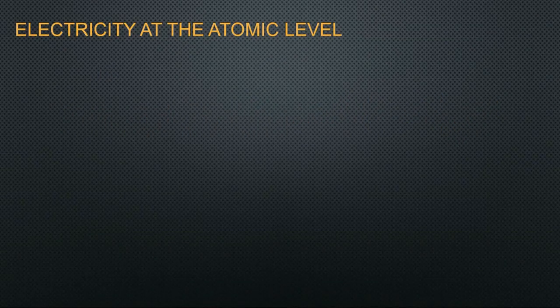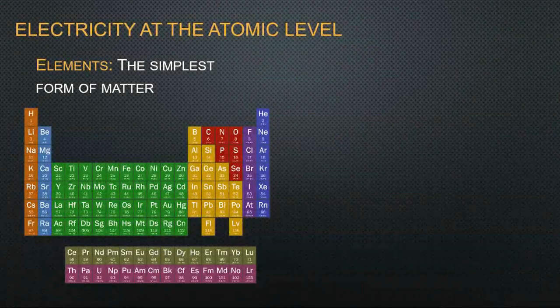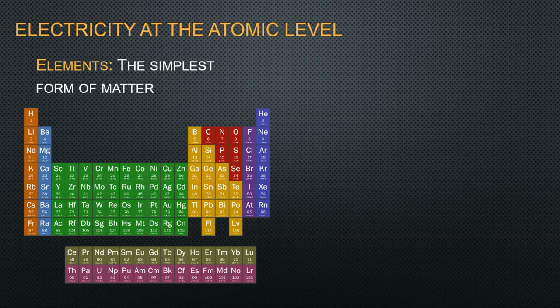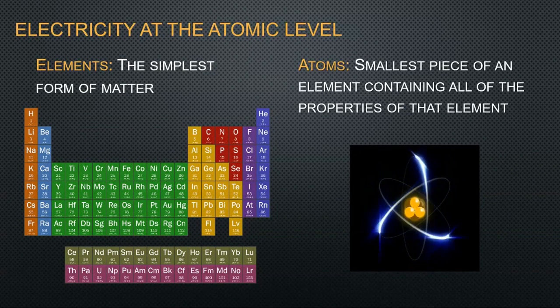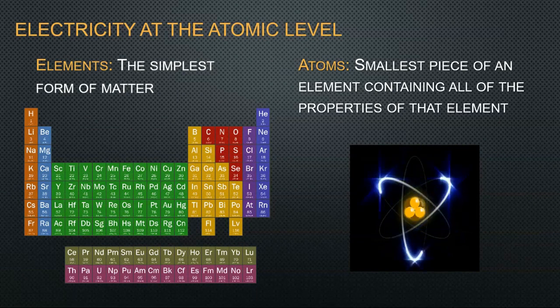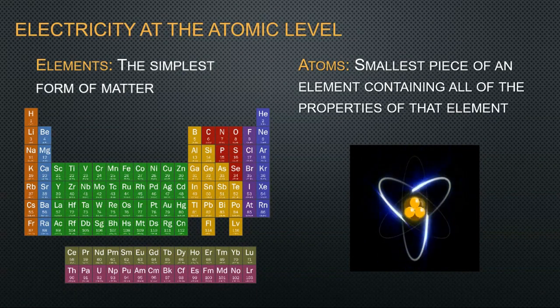To understand electricity, it helps to understand elements and the atoms that they're made of. An element is the simplest form of matter. It's the purest form of a substance, one that isn't combined together with other substances. Atoms are the building blocks of matter. They're the smallest piece of an element that still contains the properties of that element.